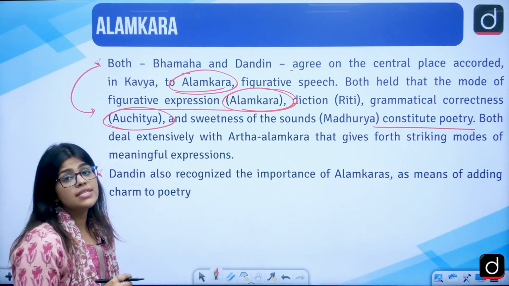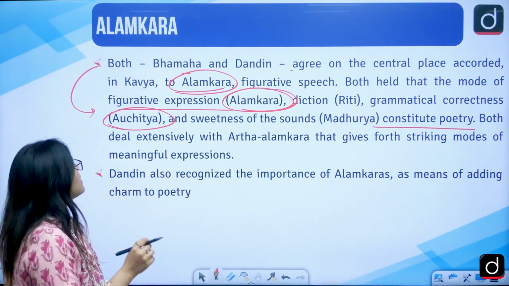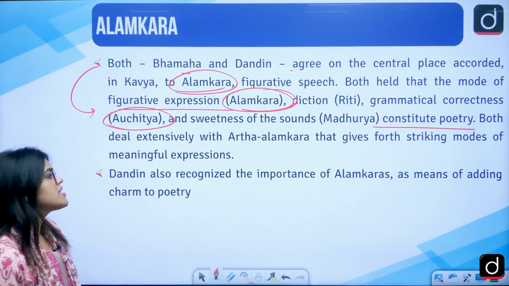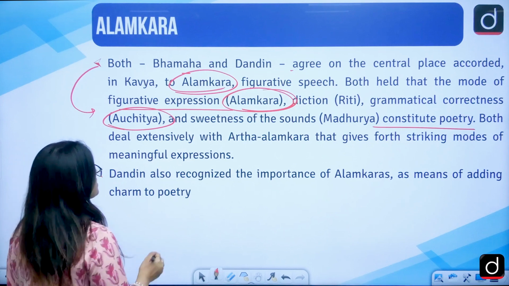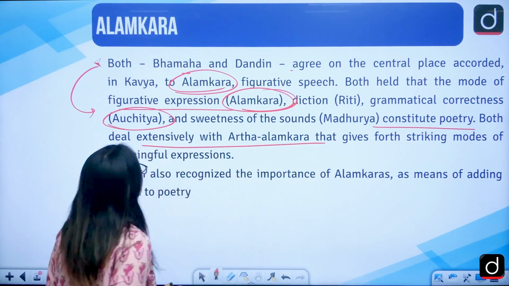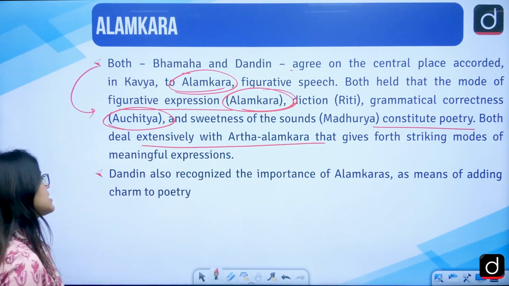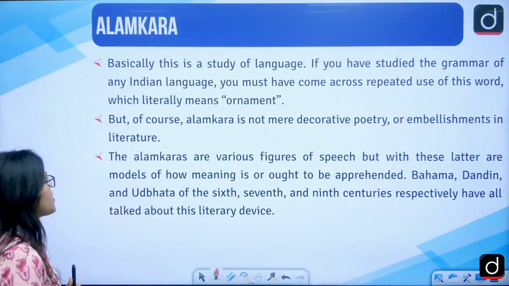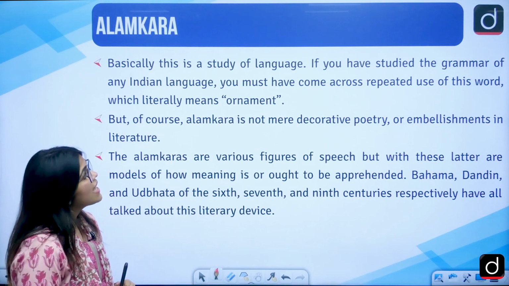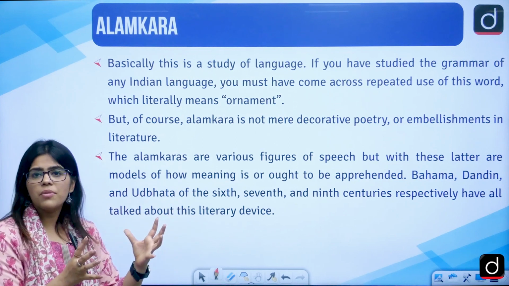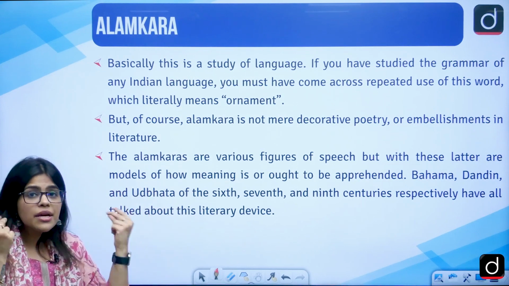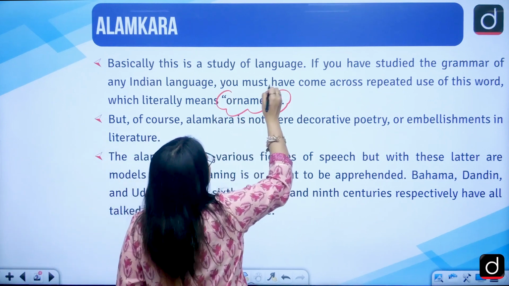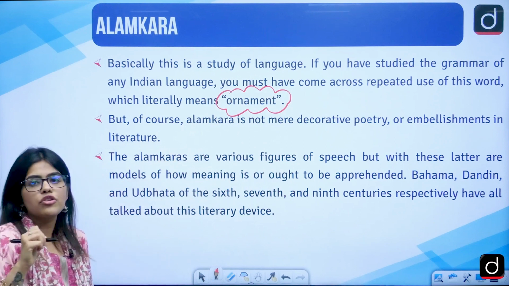Both use the Artha Alamkara and the Shabda Alamkara extensively, but it was Artha that was given more importance, right? So Artha Alamkara, that is the meaningful expressions, were recognized as the charm of poetry. So whenever we see this word Alamkara, you should immediately think about the word ornament, and we come across this word a lot of times.